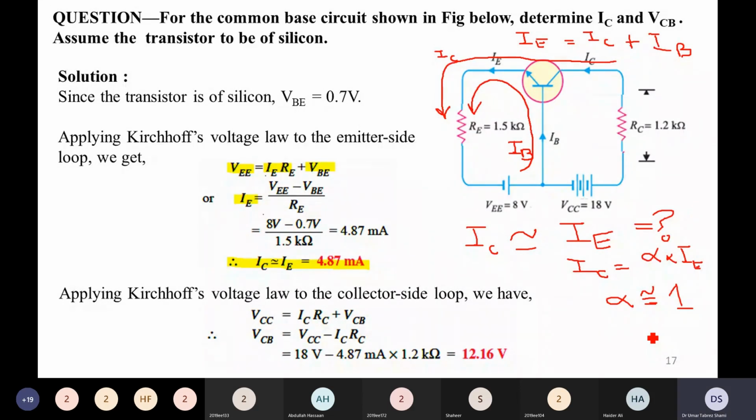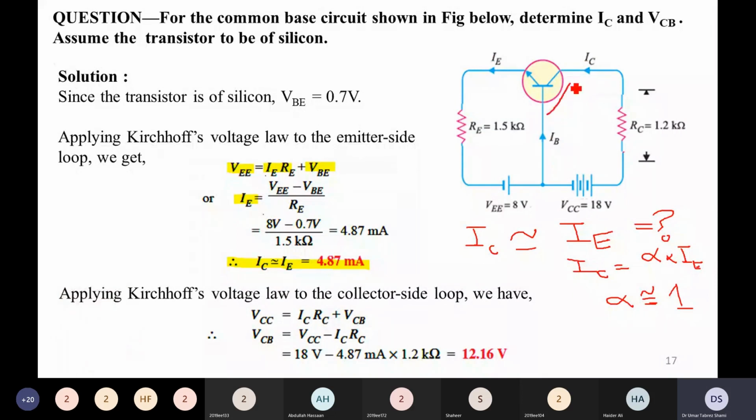The next undetermined value is the voltage between collector and base. This is the collector and this is the base. We have to find voltage VCB, and we can find it if we apply Kirchhoff voltage law to the collector side. That is, if we apply the formula VCC equals IC times RC plus VCB. So we look at this loop.